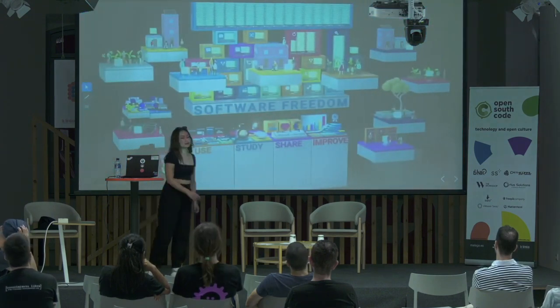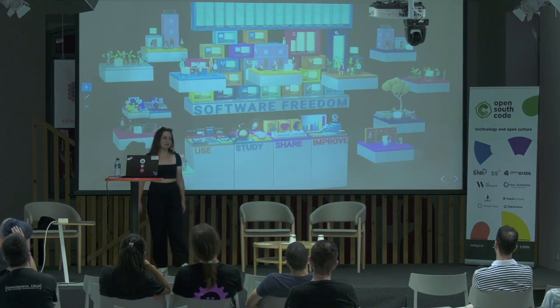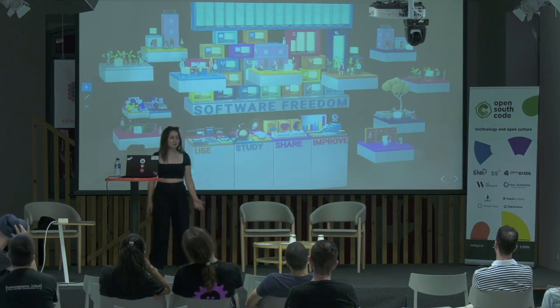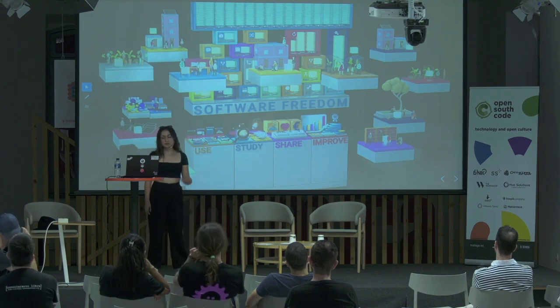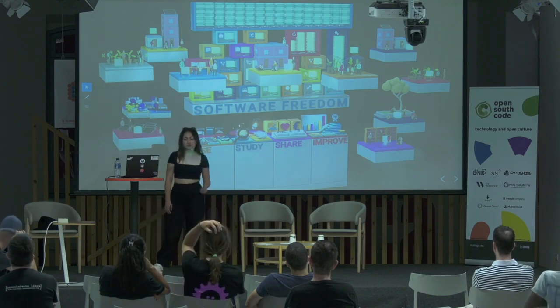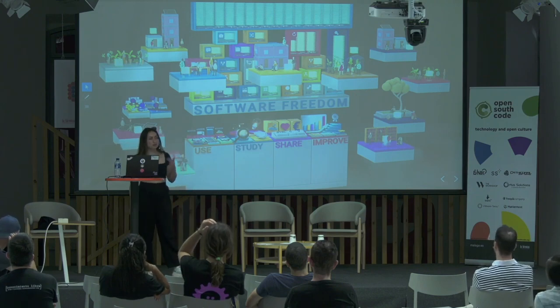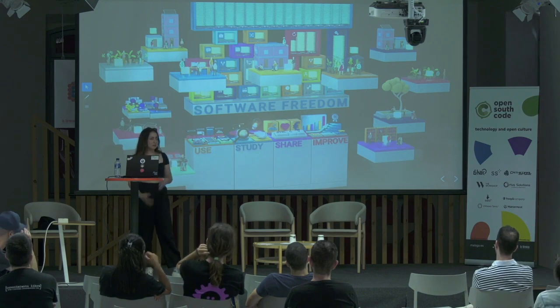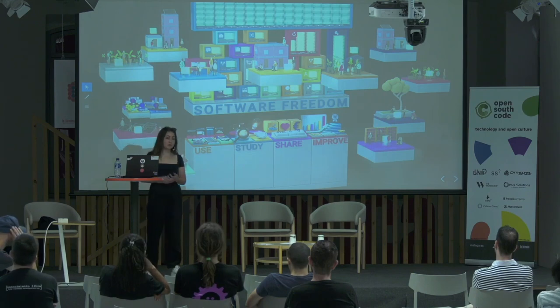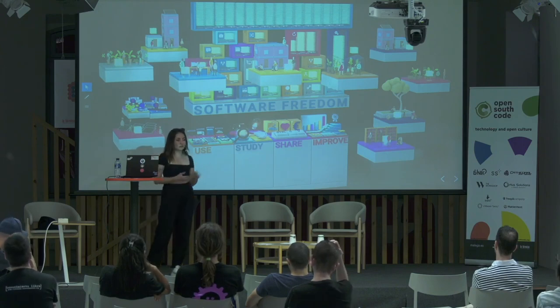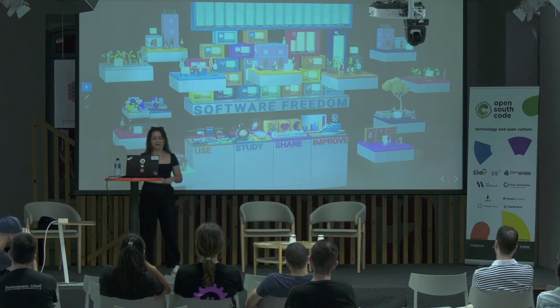But first, I always like to start with the basics. Probably some of you know this by heart, but some don't. When we talk about free software, we're talking about four freedoms: the freedom to use, to study, to share, and to improve the software. Whenever one of these freedoms is absent, we're not talking about free software anymore. I think it is important to always remember this because nowadays there are some who want to restrict some of these freedoms, and it's always important to remember that these four freedoms are what free software is.